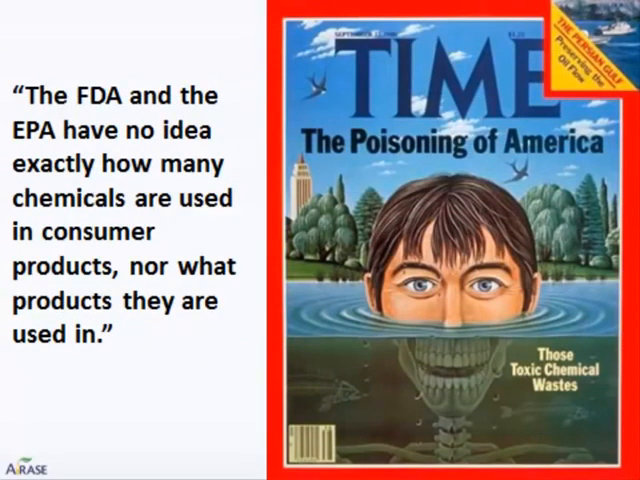Even Time magazine printed concerns about how America is being poisoned. An article from the General Accounting Office of the U.S. government in 1997 stated that the FDA and the EPA have no idea exactly how many chemicals are used in consumer products, nor what products they are used in.